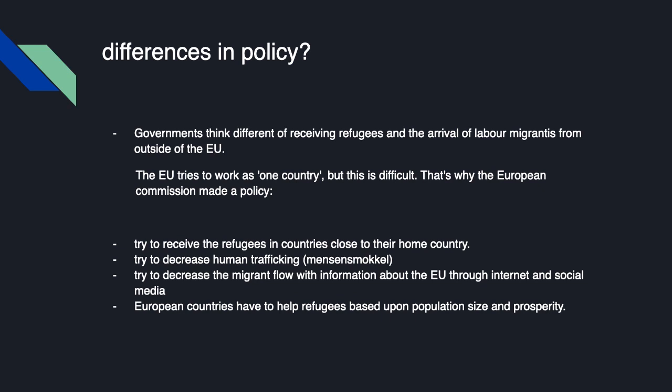They try to decrease human trafficking, which means Menschenschmuggel. They try to decrease the migrant flows with information about the European Union, how difficult it is to get a job over here, how difficult it is to stay over here, through internet and social media. And European countries have to help refugees based upon population size and prosperity. So that means that they are equally divided across the European Union.